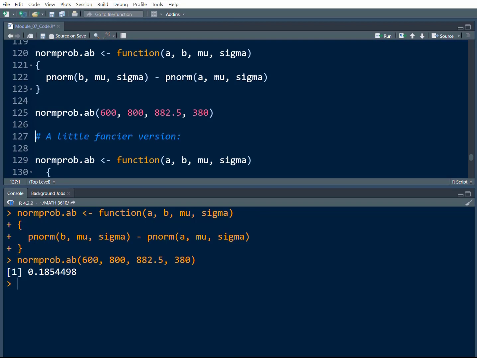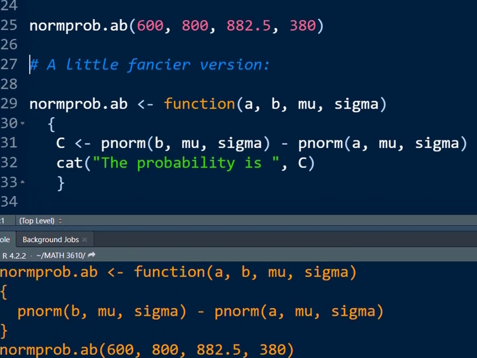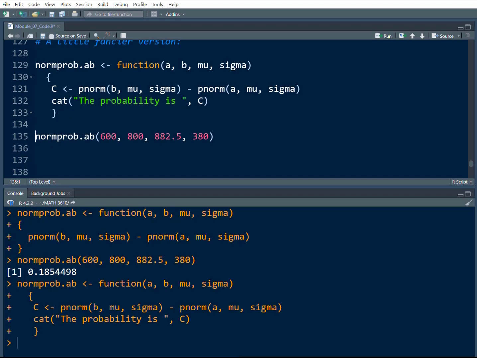Now we could stop there, but I'm going to make our function just a little bit fancier. Let's have it print out the sentence, the probability is, and then we'll fill in the probability. The cat command, which is short for concatenate, allows you to combine different things into the same line. In our function, I'm going to call the output from our calculation c. Then I'll include the line cat("the probability is", c). Let's rerun our function to see the result.